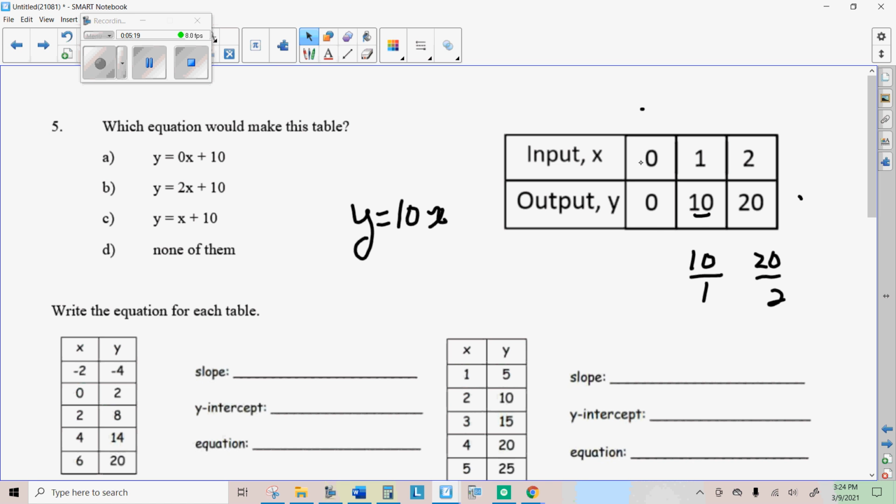10 times 0 is 0. 10 times 1 is 10. 10 times 2 is 20. 10 times 3 would be 30. This is not any of these equations. Okay?